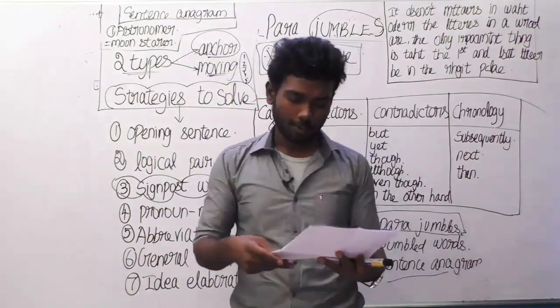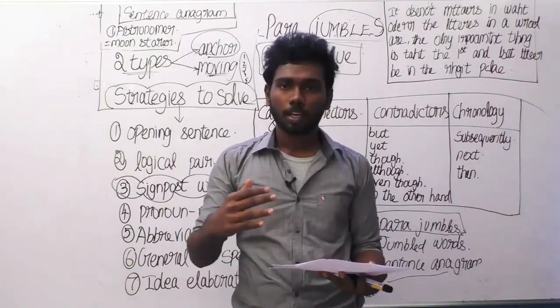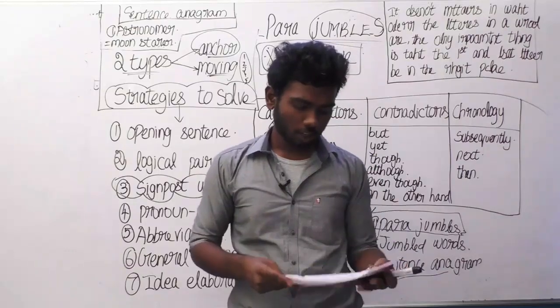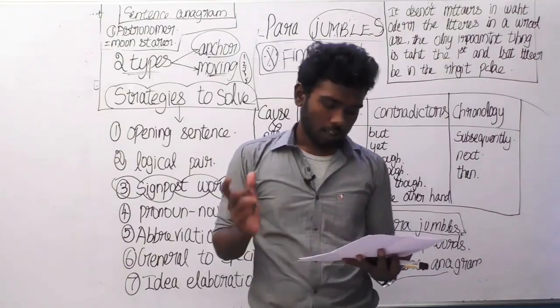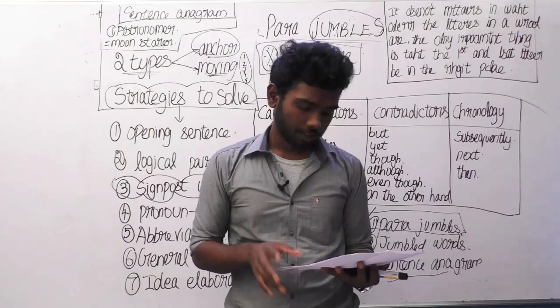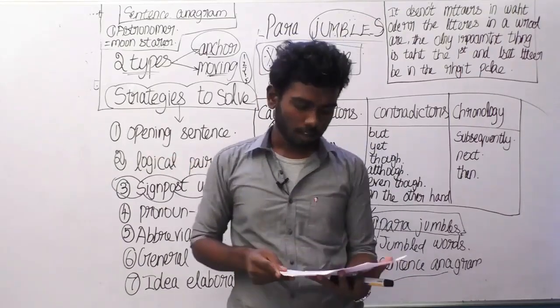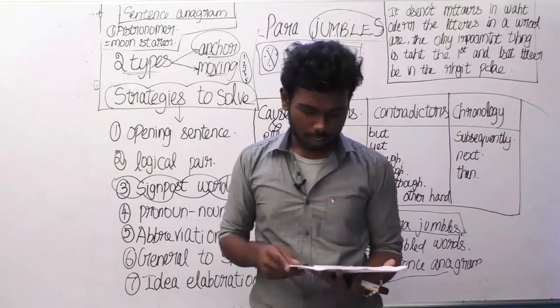And I am going to read the example question now. The question will be flashed on your mobile screen or laptop screen. You can just note it down. Para-jumble, first question. This is an example for finding the opening sentence. Let me read out the example question.